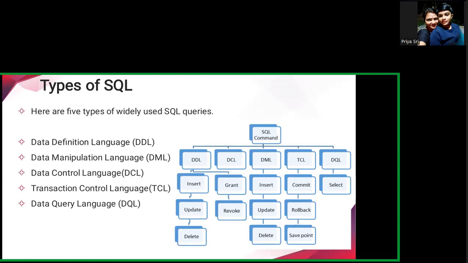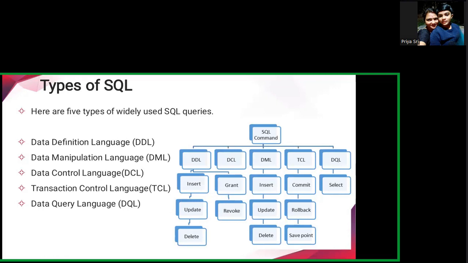For example, Data Definition Language. Using DDL, you can create a table and insert your values, update your values, and delete the values. Data Control Language means you can grant permission and revoke permission for your database. And DML is Data Manipulation Language. That means in a table, you can insert, update, or delete data from your table, from your database.